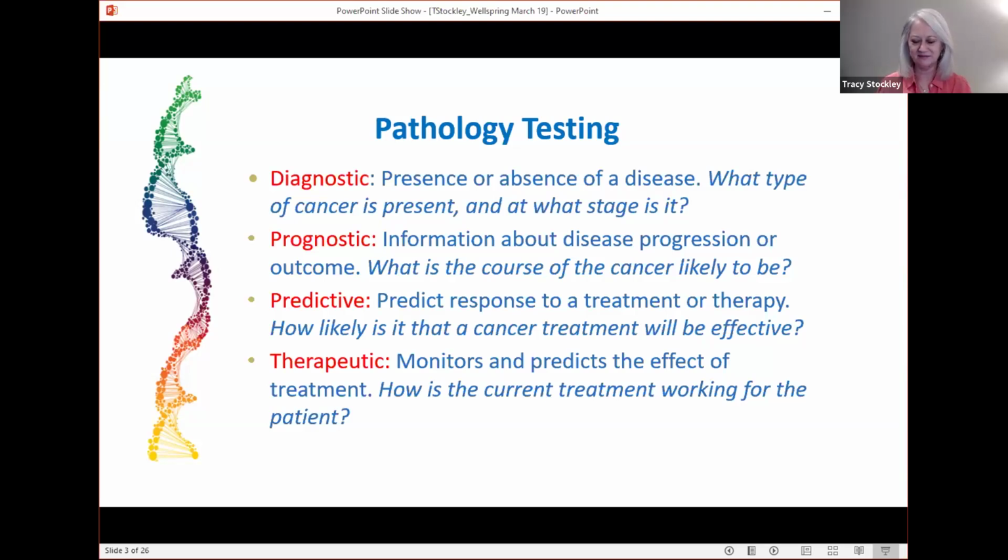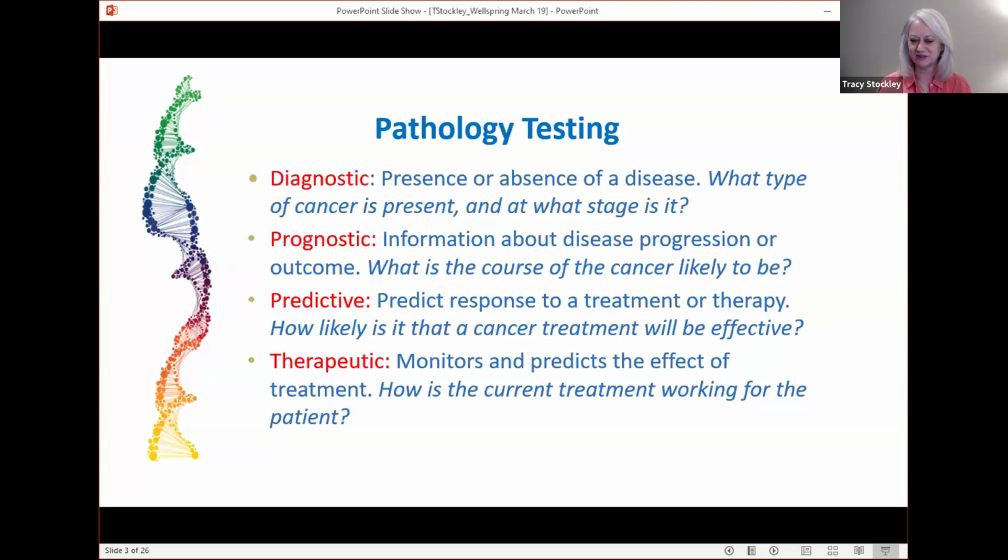Prognostic just means information about how likely your disease is to progress or what an outcome might be. So again, in terms of cancer, what's the course of the cancer likely to be? Is it a very aggressive cancer, or is it a cancer type that's a little more slow growing? Because that again really dictates how your team will approach your treatment.